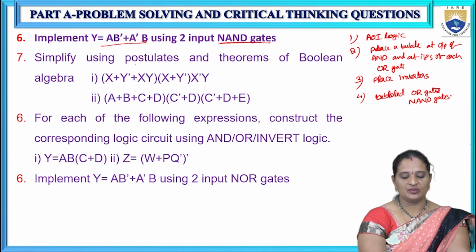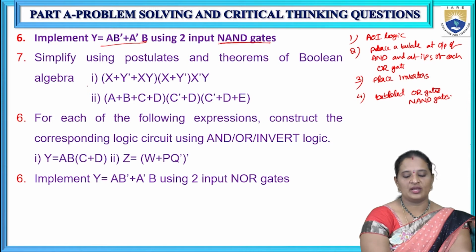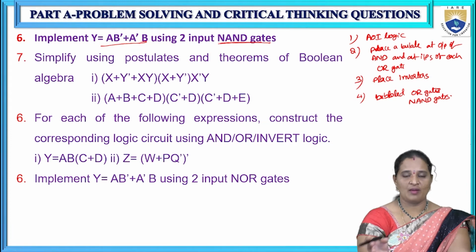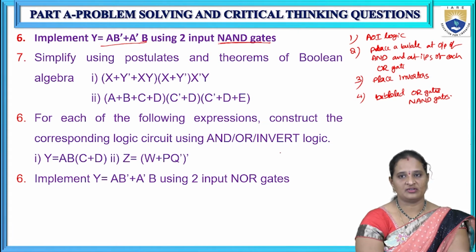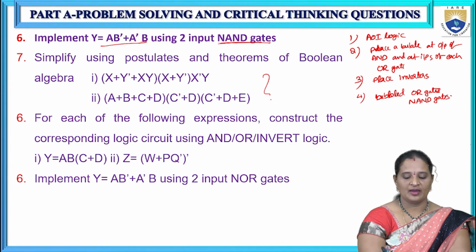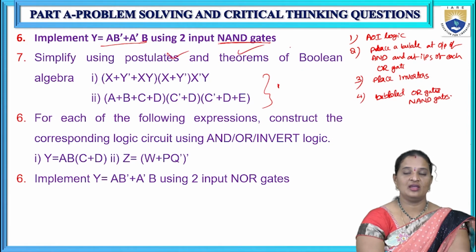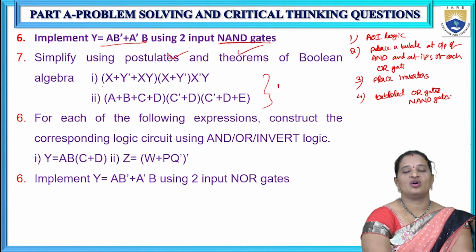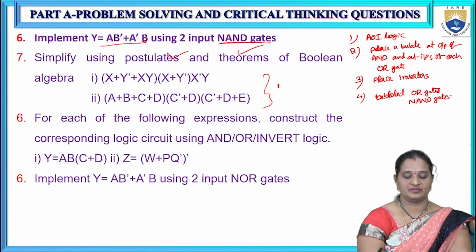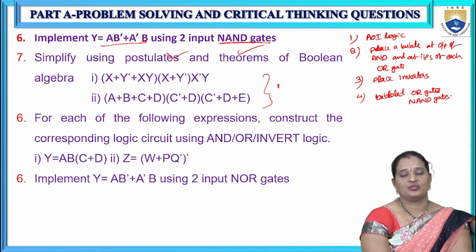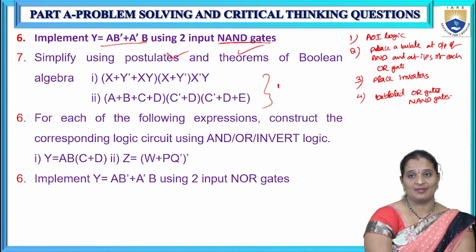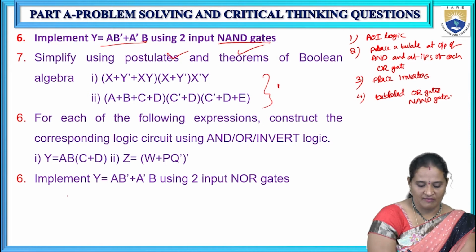Now simplify using the postulates and theorems of Boolean algebra. So we have so many theorems and postulates in Boolean algebra. So apply them and then simplify these Boolean functions. For this we need to be familiar with the various theorems and postulates in Boolean algebra. You can find the solution for this in the video which has been uploaded on the problems on minimization of Boolean function, not K-maps, using Boolean algebra. So simply you can find it like this.